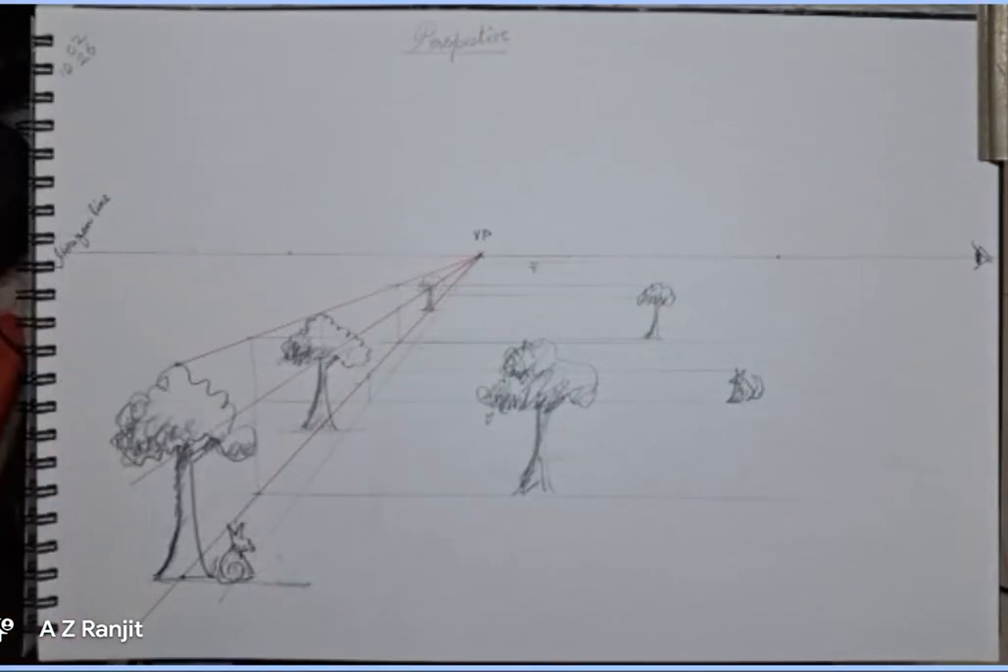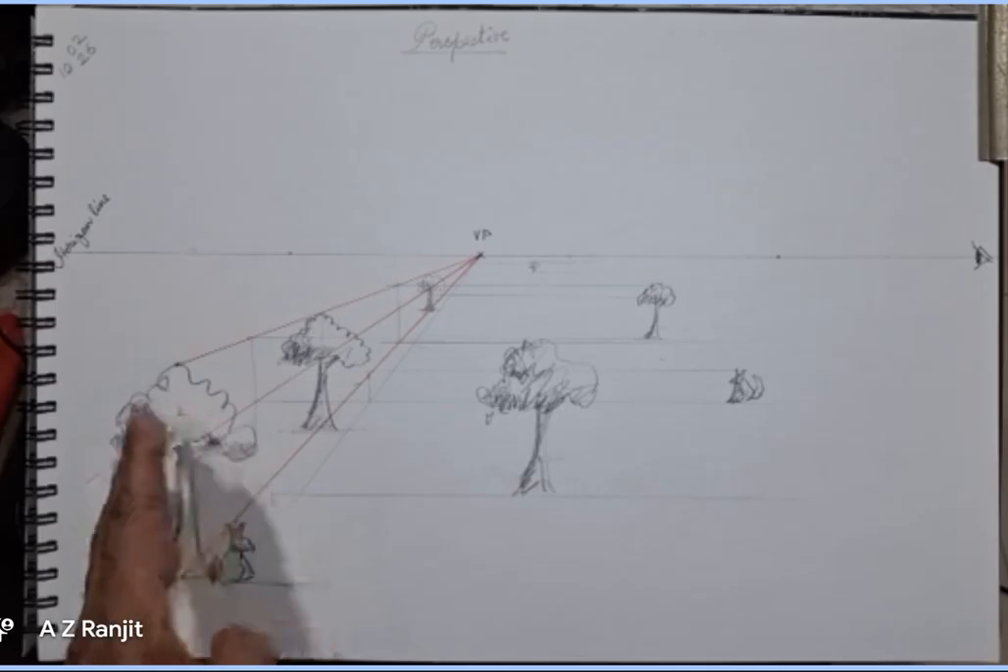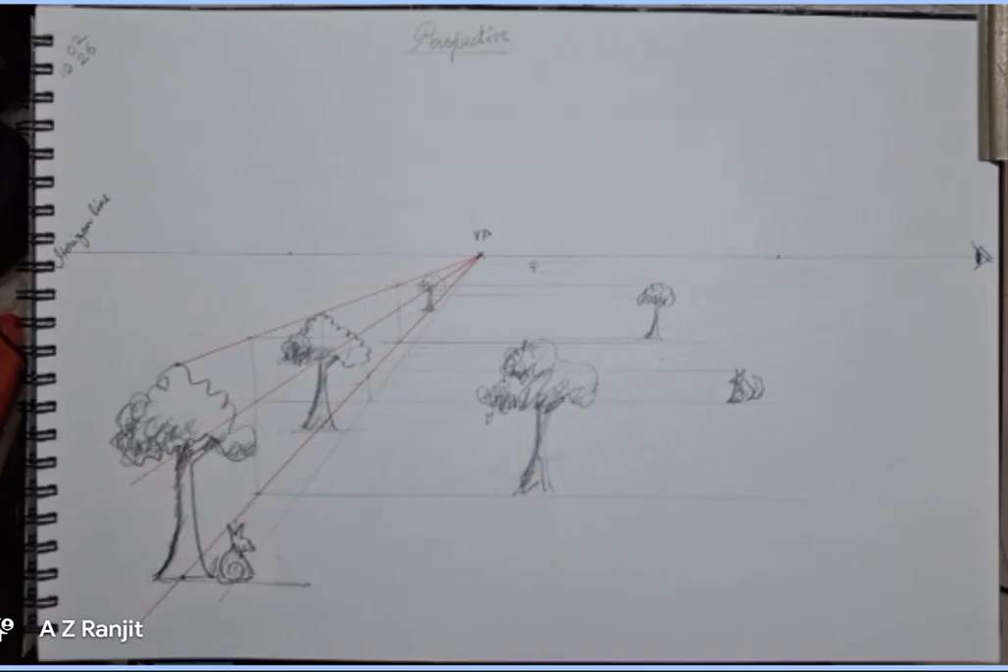Sindhu, don't ask me why this dog is facing this side and this dog is facing this side. I took the dog there and made it face that way, but it turned this side. What can I do? Can't help.